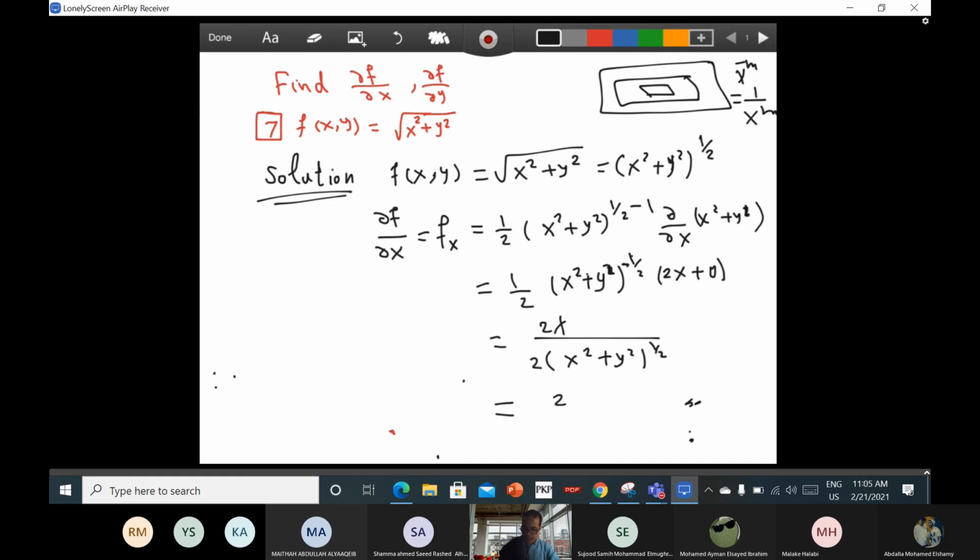I cancel out this 2 with this 2. So I end up with what? I just chose a nice color for you. So I have x over the square root of x squared plus y squared. Is it okay? Yes. Do you mind taking a screenshot and putting it in the chat, please?